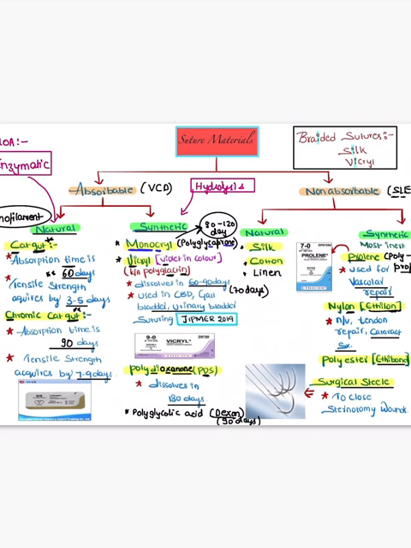V is vicryl, monocryl. D is Daxon, and D is PDS. Then non-absorbable already done, silk and cotton, the natural ones. So the other non-absorbable ones are proline, ethylon, ethibond. These are all the synthetic ones.